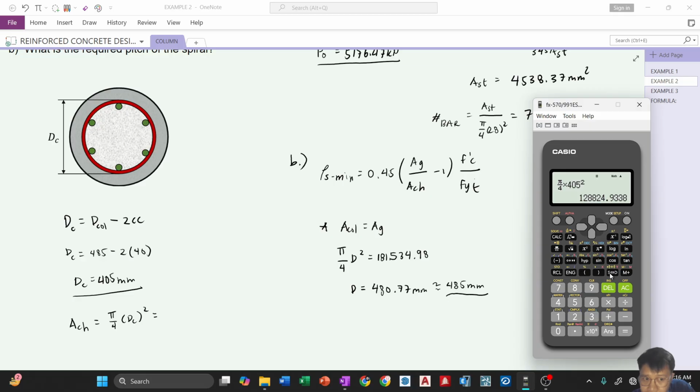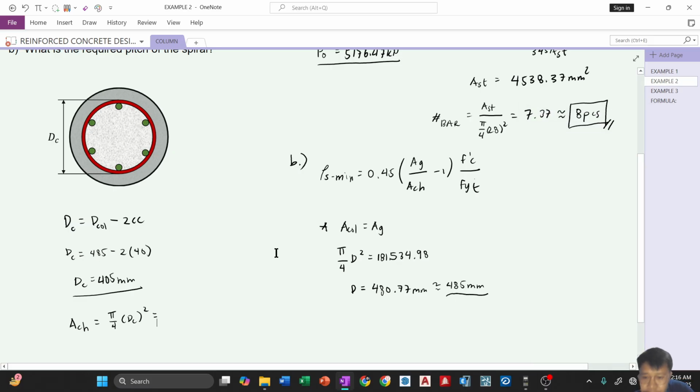So, this is equal to, in terms of pi na lang siguro, better. 405 squared divided by 4, para mas okay. And we get 41,006.25 pi. Alright? So, ito yung ating area of the concrete core.